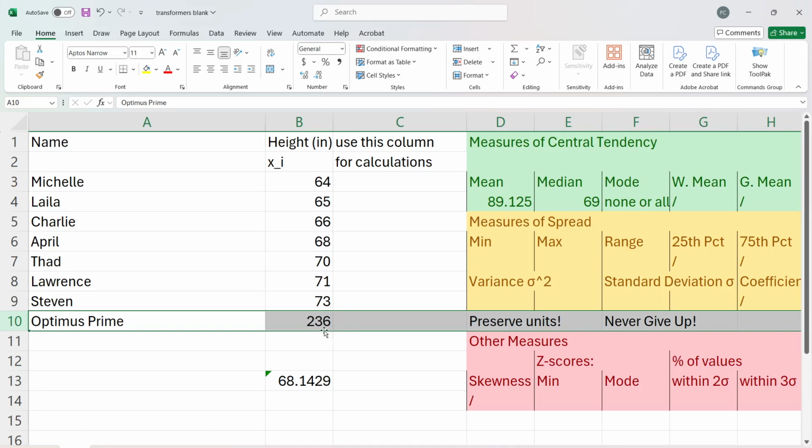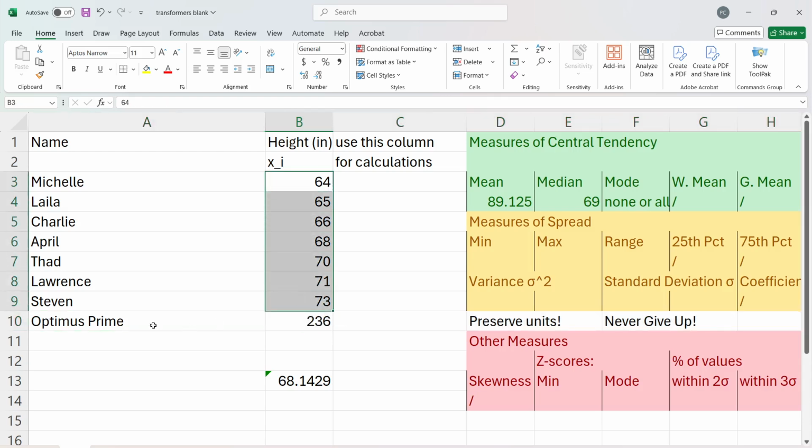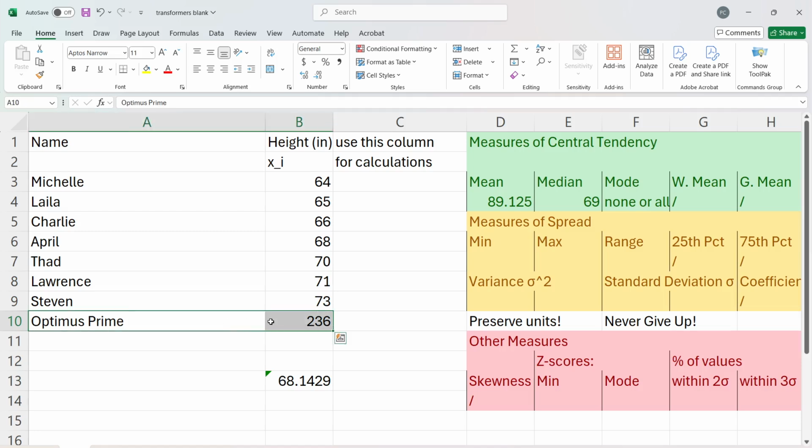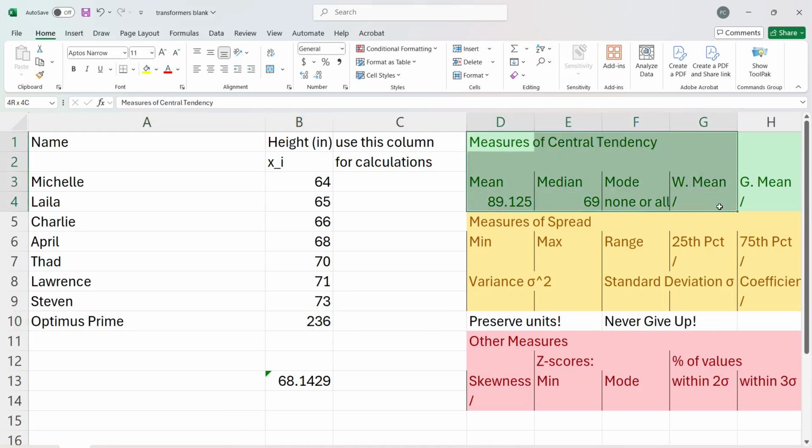I don't know how tall Optimus Prime really is. He's a fictional character, but he clearly does not jive with the heights of these fairly typical individuals in the other 7 observations. So whether he's an observation that you want to include or not is just the sort of example you're going to encounter in a real business setting. Make your own decision.